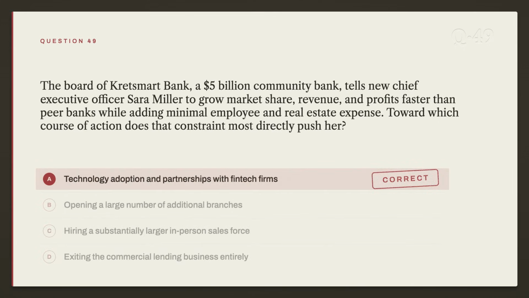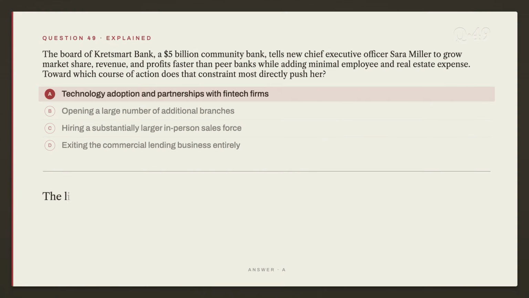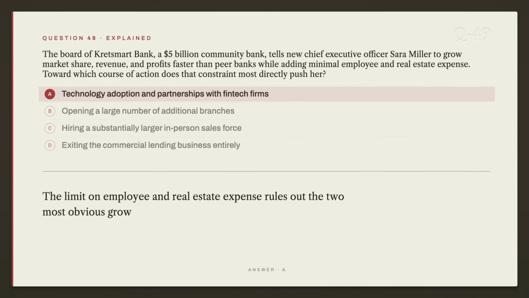The correct answer is A. Technology adoption and partnerships with fintech firms. A is correct because the limit on employee and real estate expense rules out the two most obvious growth levers, which are more branches and more staff. What remains is growth through technology and through outside partnerships that add capability without adding headcount or square footage.